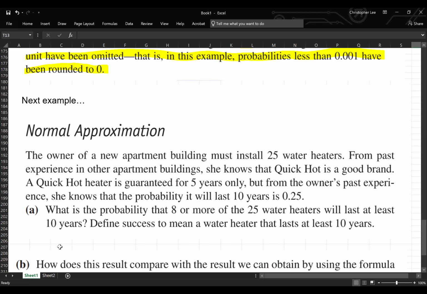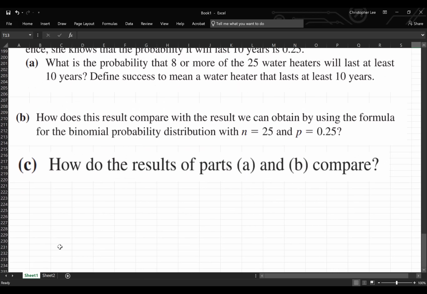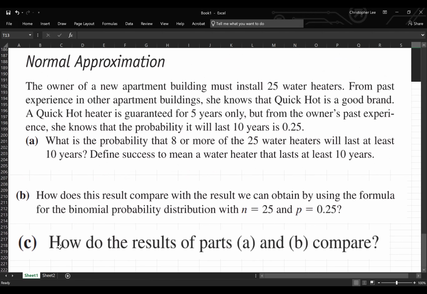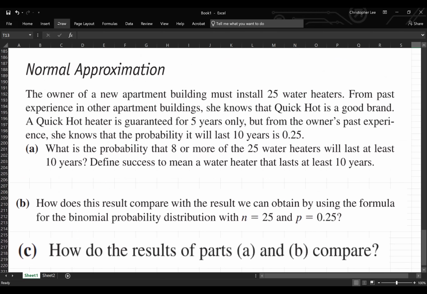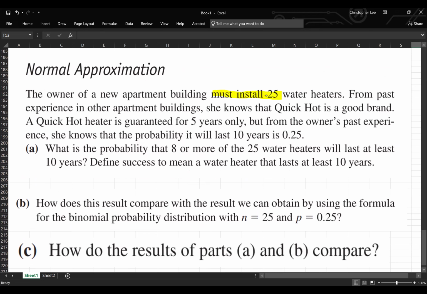All right. Let's take a look at this. So I want to highlight some important stuff before I jump in, right? So she wants to install 25. That's an N. And then the probability is 0.25. And you want to know what is the probability that 8 or more of the 25 water heaters will last?